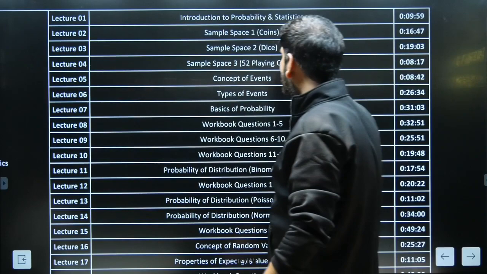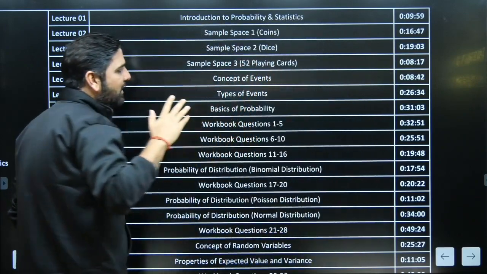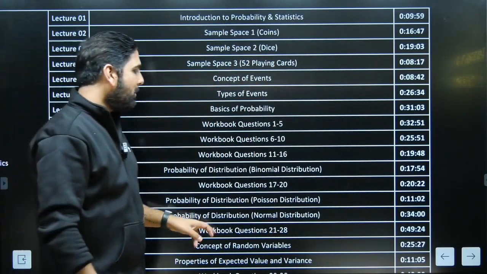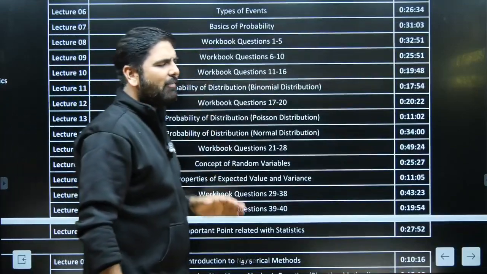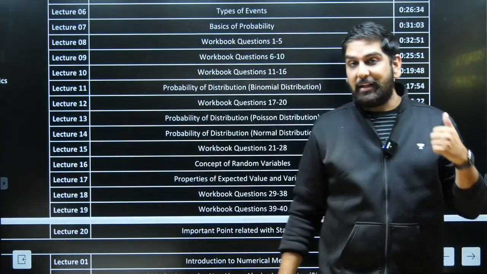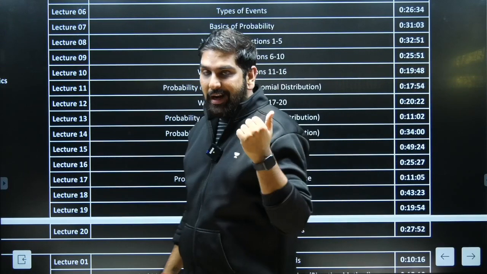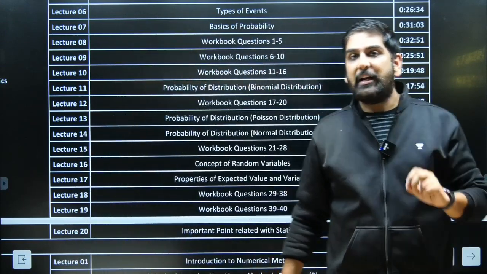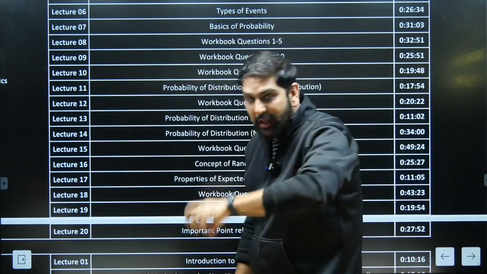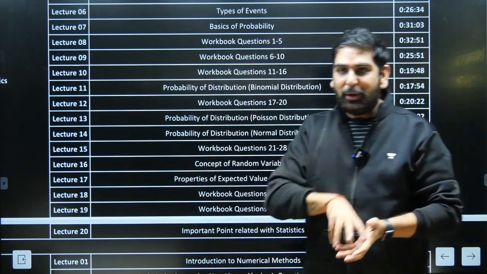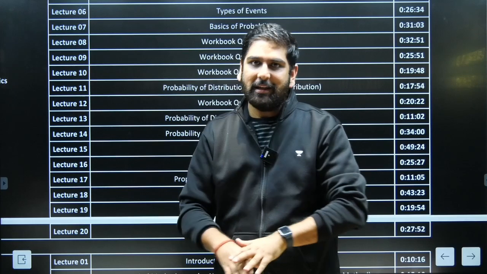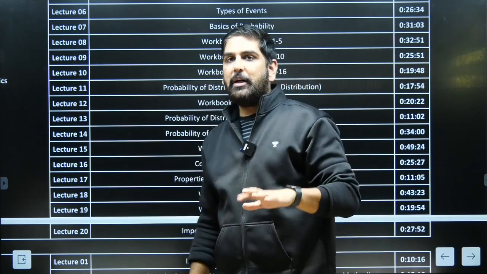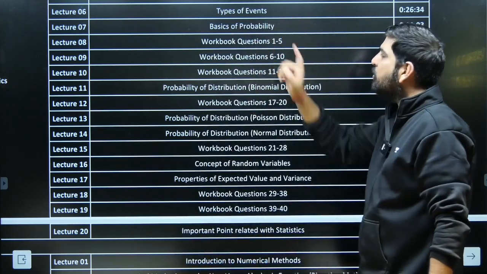So from dice to card to coin, the types of events and the basics of probability. Then we have a variety of questions based on the coin, a variety of questions based on the series AP, GP, AGP, and a variety of questions based on drawing a ball from a particular bag, putting a ball into a particular bag. All of this can be covered in this particular part, that is, basics of probability.